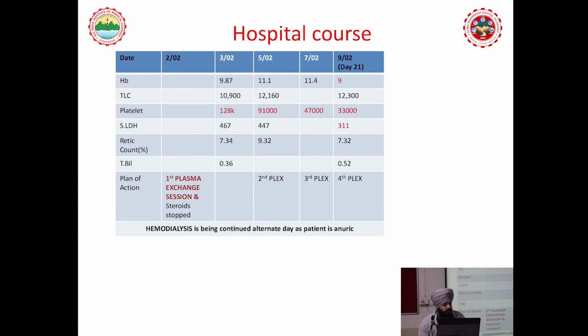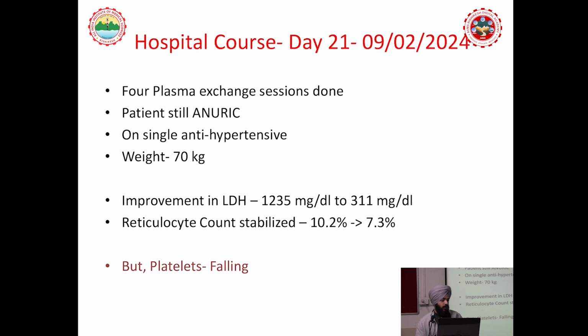In hospital, we have given 4 sessions of PLEX on alternate days, and post PLEX we can see there was an increase in the hemoglobin levels, and LDH started to fall. Initially, LDH was 11,000 and retic count started to stabilize. Initially, it was 12%, and bilirubin normalized. On day 21, 4 cycles of plasmapheresis were done, and the patient was still anuric on a single antihypertensive, and weight went from 70 kgs initially to 82 kgs, and there was improvement in LDH and retic count stabilized.